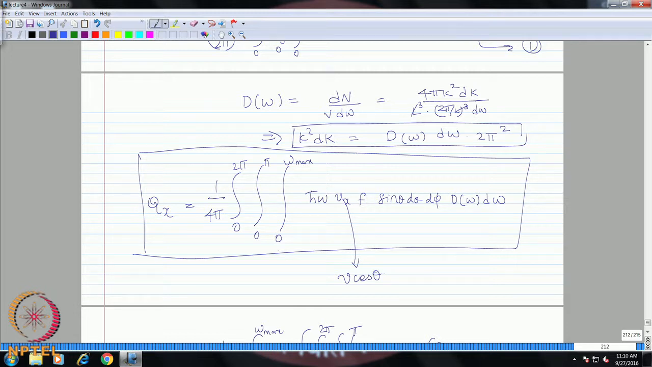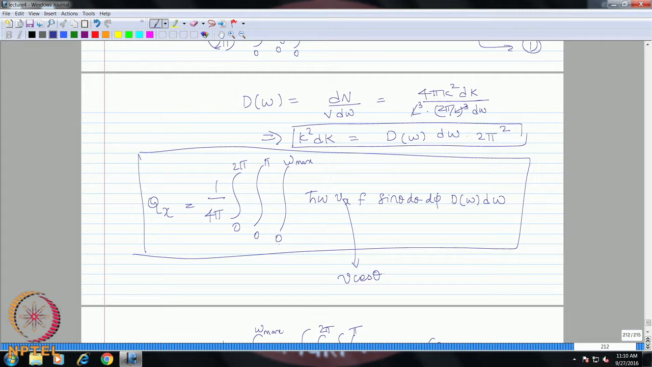So, therefore, we have 3 integrals here in place of kx, ky, kz. Two integrals: one with respect to the polar angle theta going from 0 to pi, and the other is the azimuthal angle 0 to 2 pi. So, this will make a complete sphere, and the third integral is over the entire frequency space, so 0 to omega max.